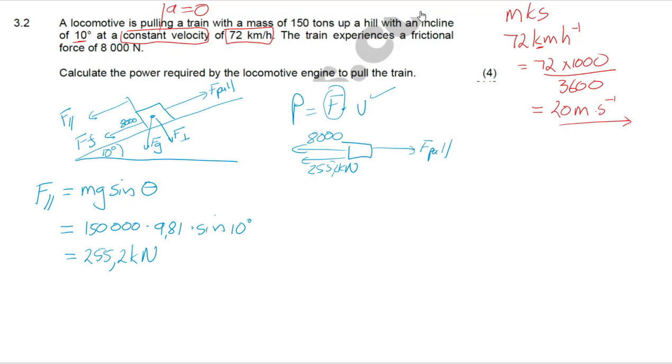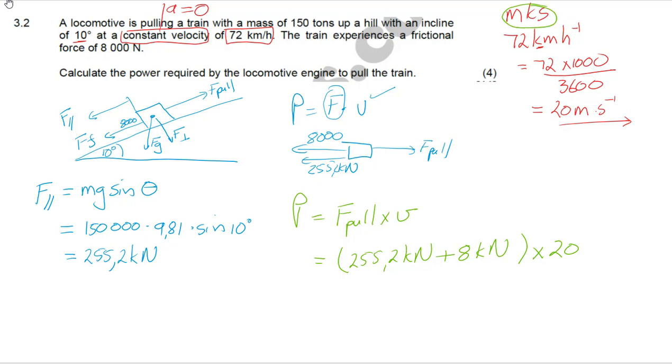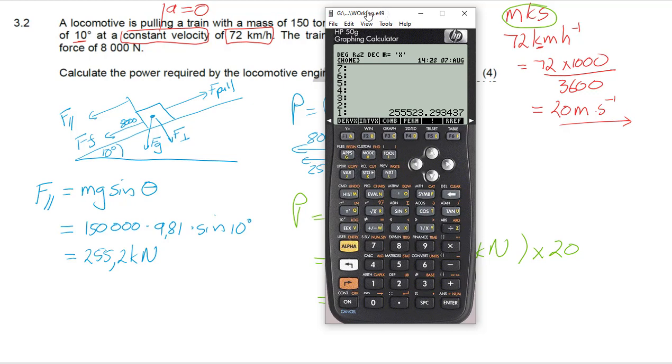So we can now write a very nice equation. The power required must be equal to the pulling force multiplied by the velocity. And the pulling force will be the 255.2 kilonewton plus the 8 kilonewton, which is the friction, all multiplied with the velocity, which we've worked out in meters per second. Remember, everything is always MKS: meter, kilogram, second. Don't forget it. Now we need our calculator again.